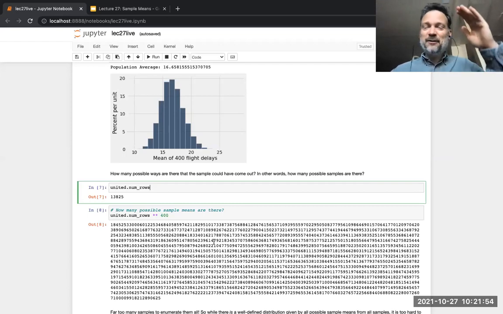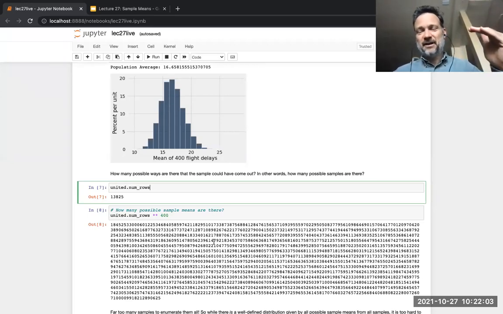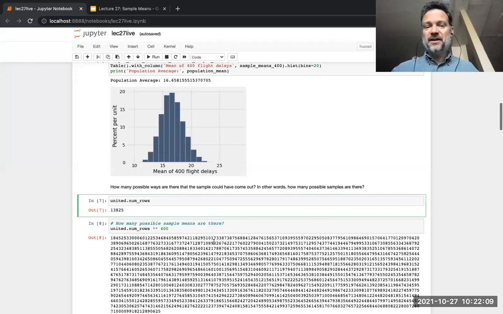There's no way, even with a computer, that I can list all of those possibilities or run through all those possibilities and compute all the different sample averages I get from each possibility. All right. So in practice, I can't actually implement this thought experiment. So what did I do instead?